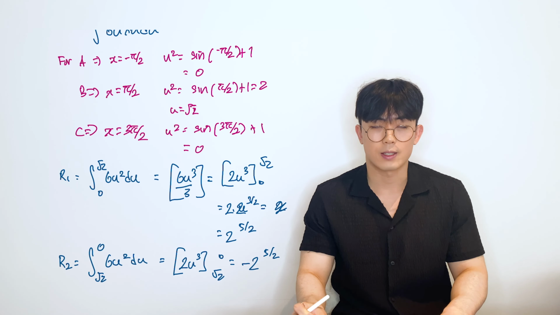Now, important thing to note is we get a negative answer, which doesn't matter. The reason why is because it's below the graph, right? Anything below the graph, the areas below the graph, you automatically get a negative value. But because area is a positive value, you have to change it to the positive value. That's the important thing that you have to remember, okay? So therefore, R2 area will be equal to 2 to the power 5 over 2.